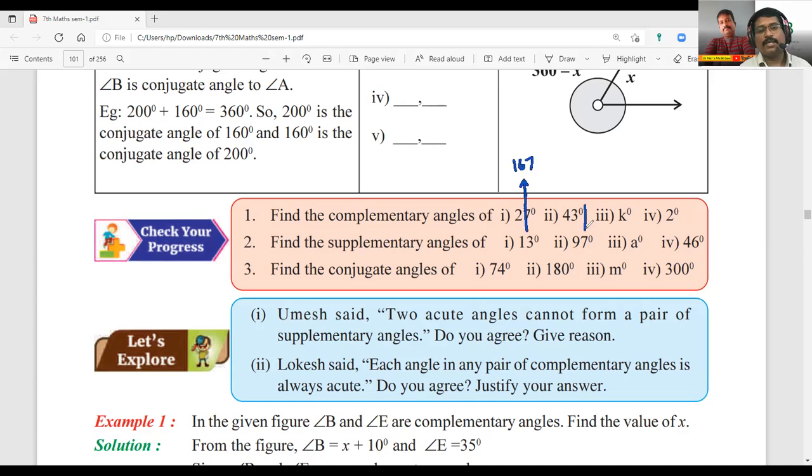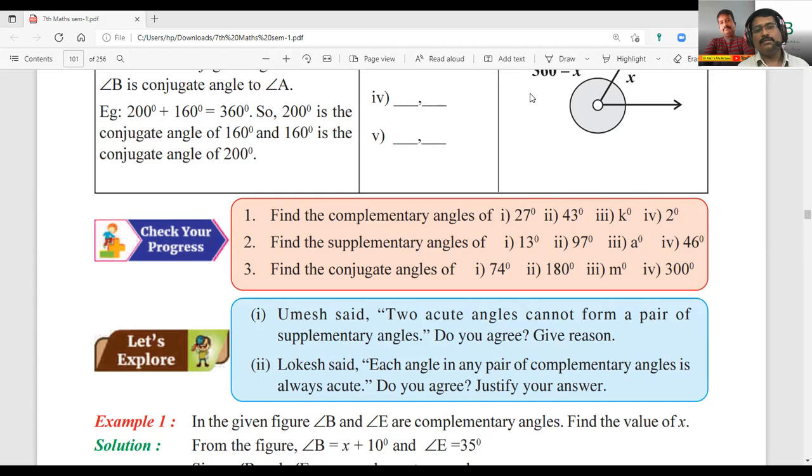Here it is 167. Here, for 97 to make 180, the two angles' sum needs to be 180 degrees. So 97 plus 93, 93. Am I right? So it is nothing but 180 minus a degrees. For 46, it is 180 minus 46, which is 154 degrees. 154 degrees, like this.